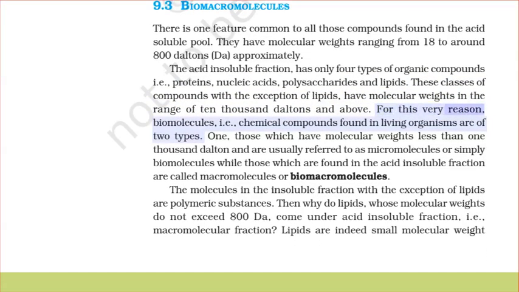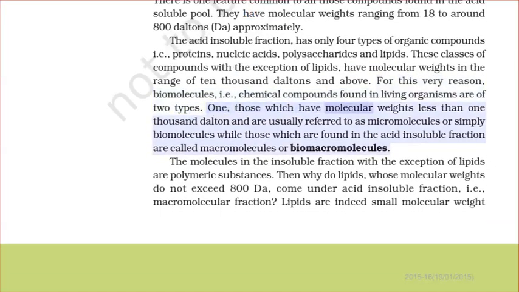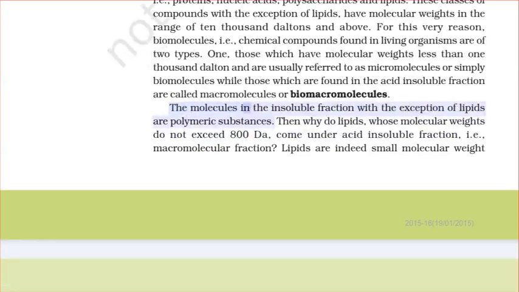For this very reason, biomolecules, i.e., chemical compounds found in living organisms, are of 2 types. 1. Those which have molecular weights less than 1,000 Dalton and are usually referred to as micromolecules or simply biomolecules, while those which are found in the acid-insoluble fraction are called macromolecules or biomacromolecules. The molecules in the insoluble fraction, with the exception of lipids, are polymeric substances.